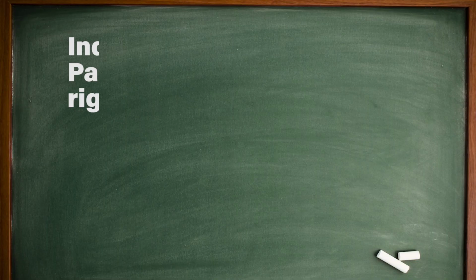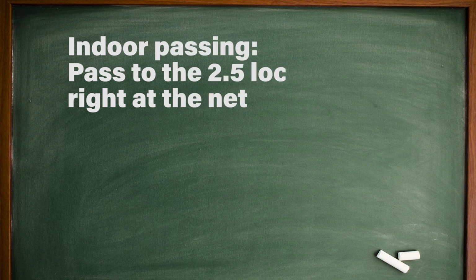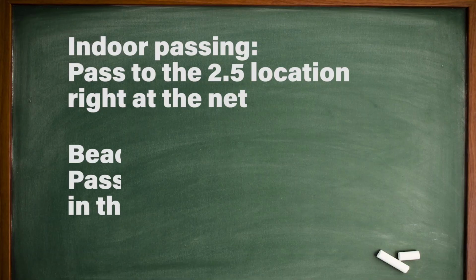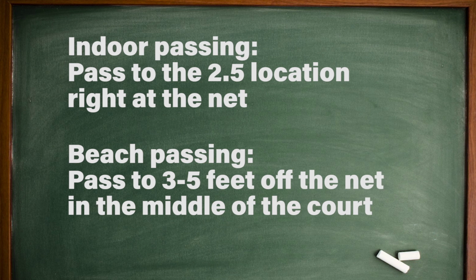So, to summarize, a great pass indoor is at the 2.5 location right at the net. A great pass on the beach, and again, this changes when you get to the higher levels, it's easier to run plays because the ball control is very good. But at a beginner level, a great pass on the beach is 3 to 5 feet off the net and in the middle of the court.